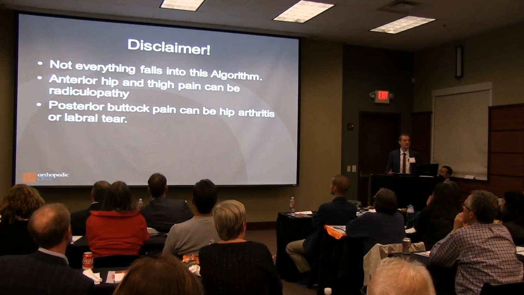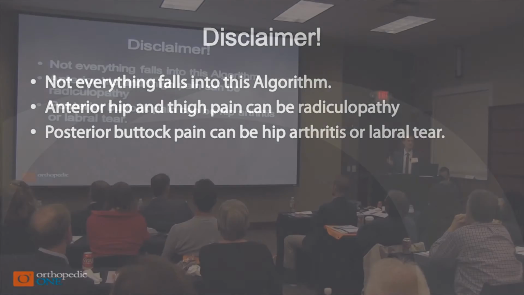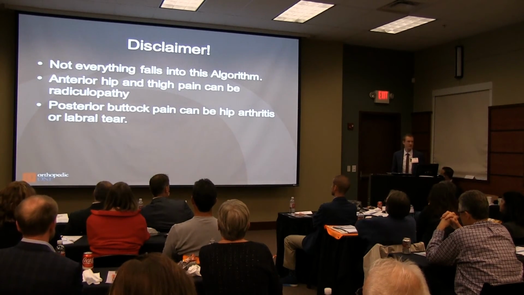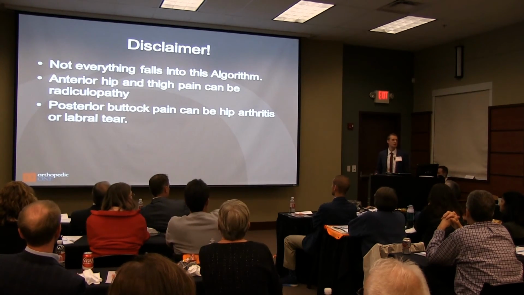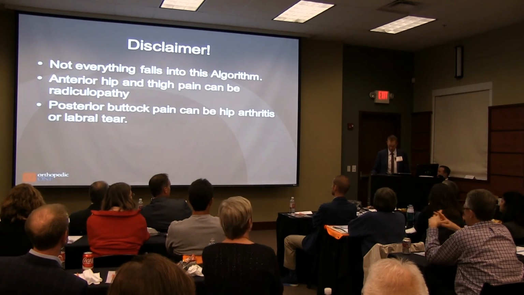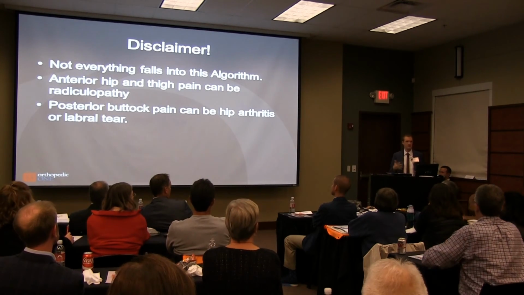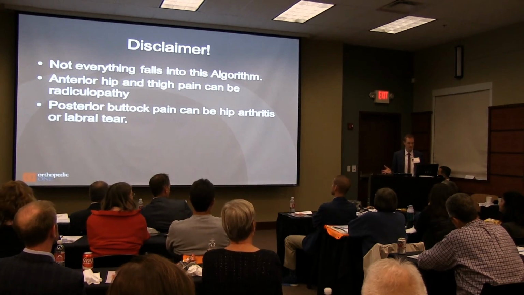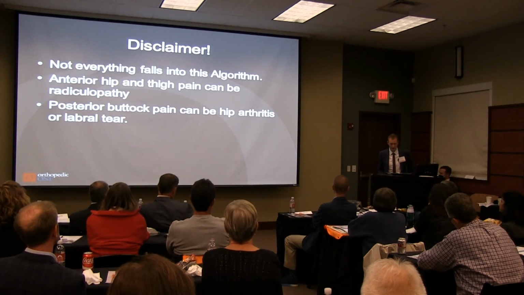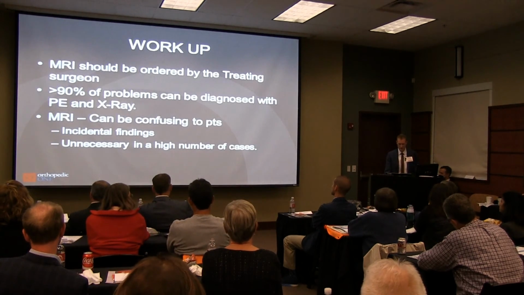All right, and the big disclaimer is it's an algorithm. It's not foolproof. Not everything falls into this algorithm. It's trying to get a nice, organized way to treat a confusing subject. An L1, L2 radiculopathy, which we have all had, come in and say, my hip hurts, and they have groin pain. And they have normal x-rays, and you get an MRI, and often it's related to a radiculopathy. It's not common, but it's there. And conversely, posterior buttock pain, patients who are arthritic can have buttock pain. It's not the typical presentation, but it's certainly very possible.